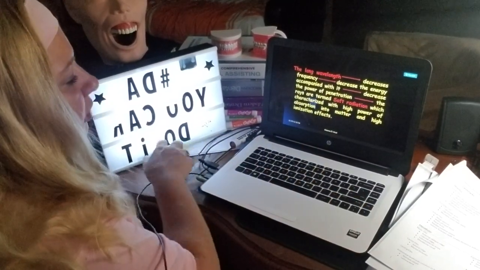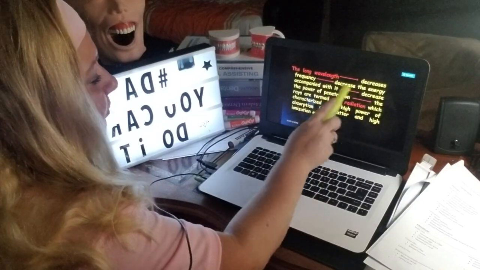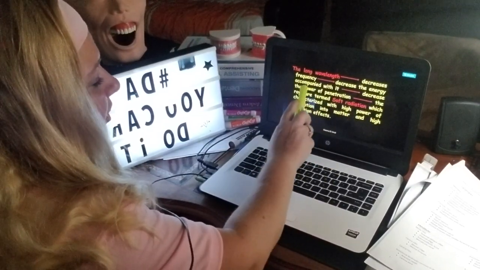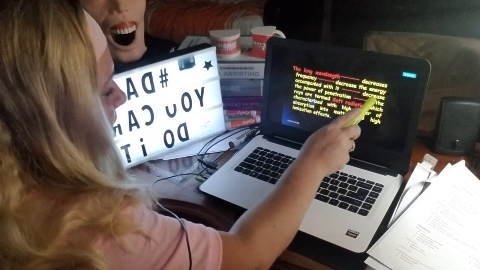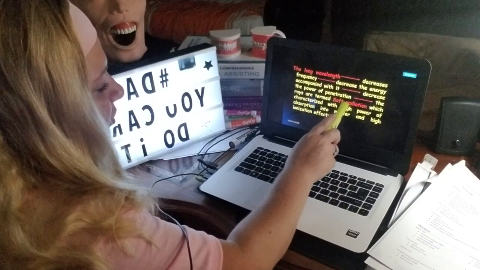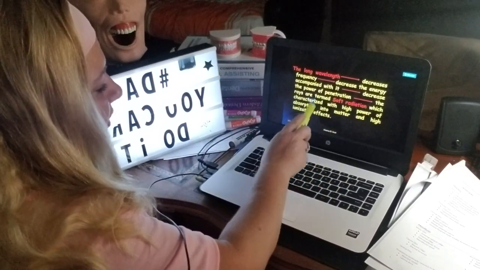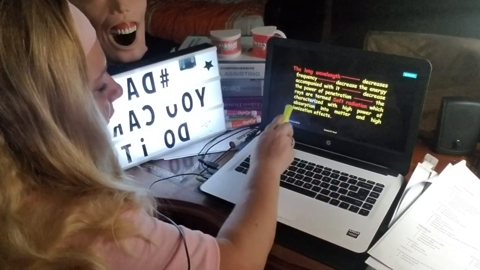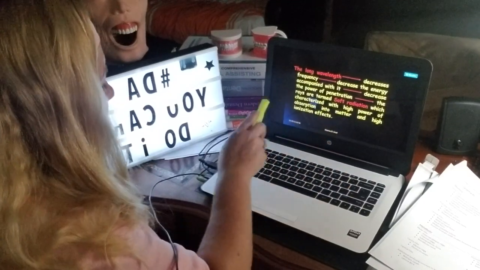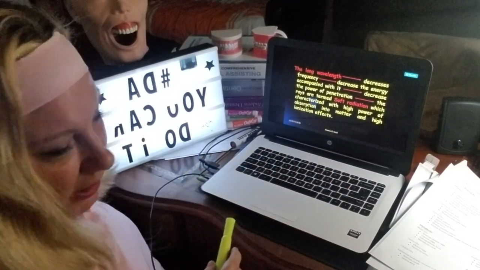The long wavelength decreases the frequency, decreases the energy accompanied with it, and decreases the power of penetration. These rays are termed soft radiation, which is characterized by high power of absorption into matter and high ionization. So let me show you guys, okay?